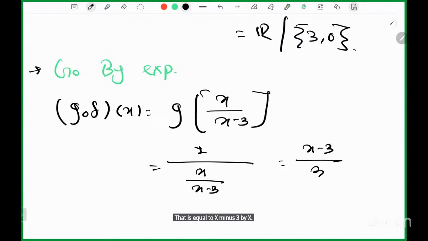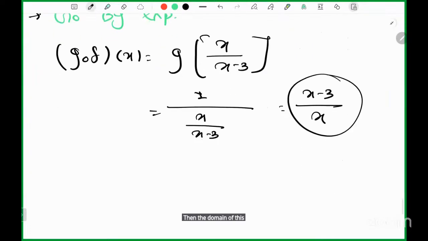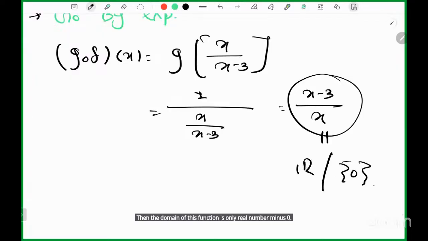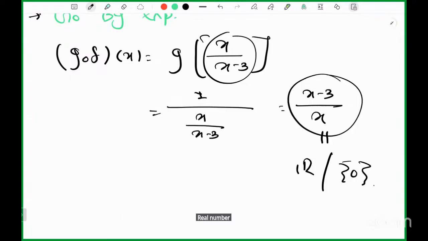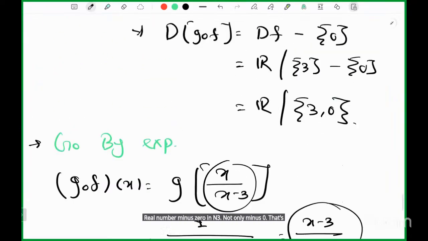Now if you consider the domain of this function, it is only real number minus 0. You are not considering the point 3. But at x equal to 3, this thing is not defined. So that's why the domain of G composition f is real number minus 0 and 3, not only minus 0. That's why don't go by expression, go by steps.